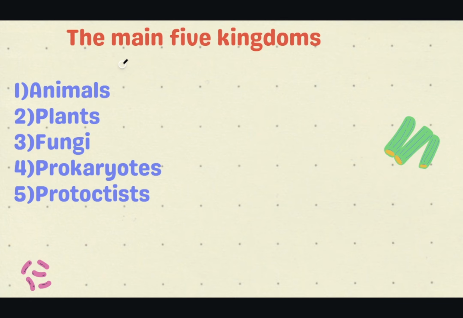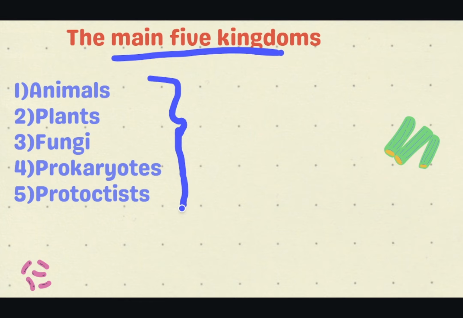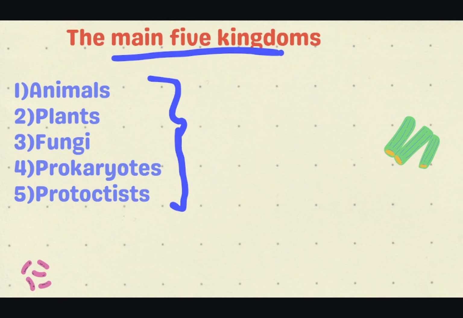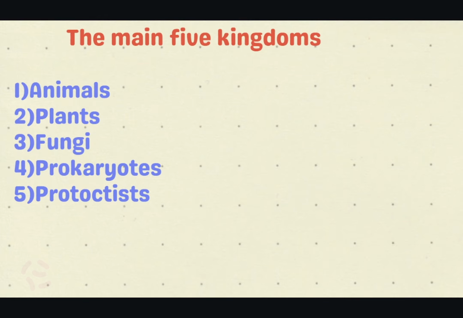What are we going to discuss in this chapter? We all know we have the 5 main kingdoms: animals, plants, fungi, prokaryotes, and protists. But what we are going to be looking over are the key features that the organisms placed in each of these 5 kingdoms share, and what makes them unique from one another. That is what we are going to be going over.